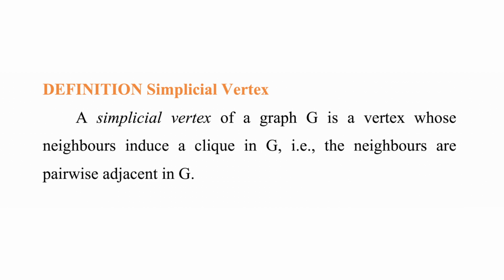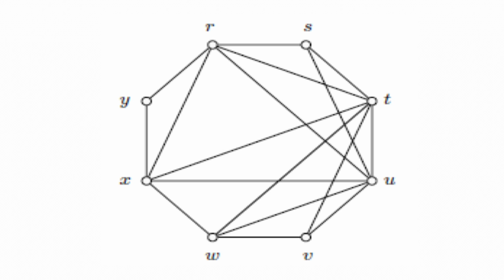Now, let us see the definition of simplicial vertex. A simplicial vertex of a graph G is a vertex whose neighbors induce a clique in G. That is, the neighbors are pairwise adjacent in G. Now, let us see an example for simplicial vertices. Consider the graph which is on the screen.